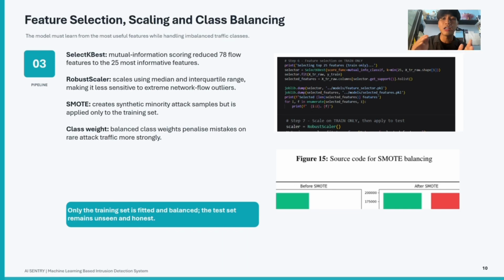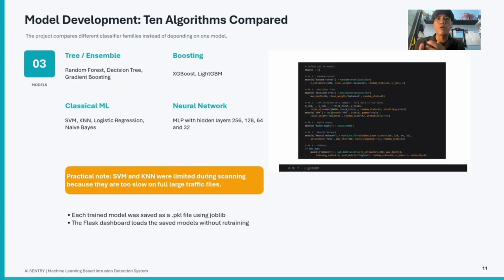This project also uses SMOTE to handle class imbalance. SMOTE creates synthetic samples for minority attack classes. However, it is applied only to the training data. For models that support it, balanced class weights are also used. This gives a stronger penalty when the model incorrectly classifies minority attacks. The testing data is not balanced or modified. This is important because it must represent the original data distribution. And then we go to the model development.